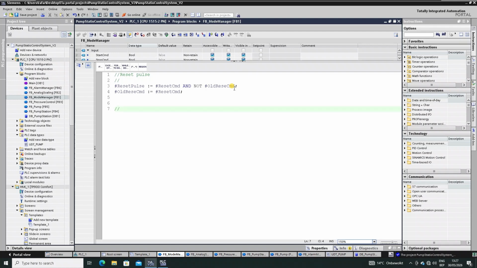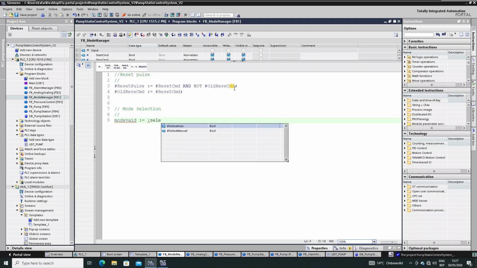Next, we check the mode selection. ModeValid equals Select Auto XOR Select Manual. Here we use XOR logic. Only one mode is allowed to be active. Auto and manual cannot be selected together. This prevents unsafe or confusing operation.